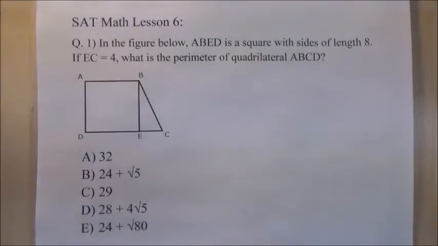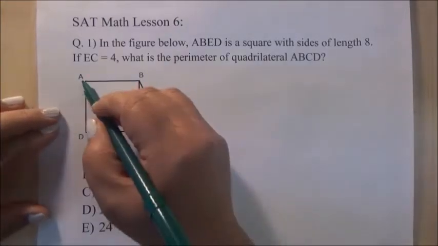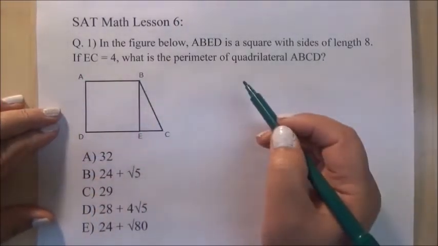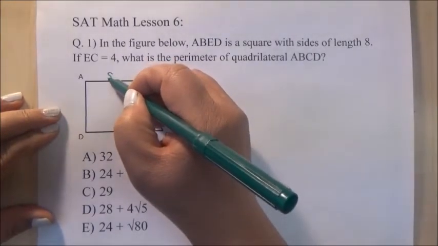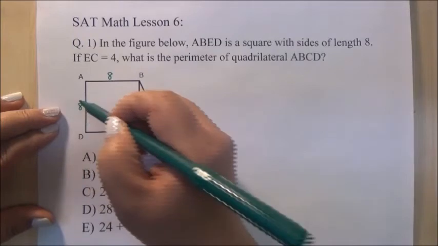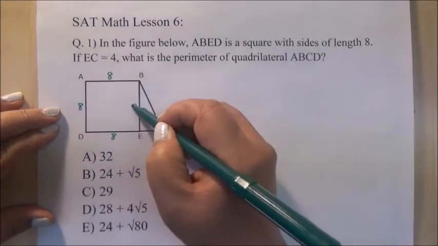So now we have SAT Math Lesson 6, question number 1. In the figure below, ABED is a square with sides of length 8. If EC is equal to 4, what is the perimeter of quadrilateral ABCD? So first of all, we know ABED is a square with a side of length 8. So we can say each side is 8, 8, 8, 8.